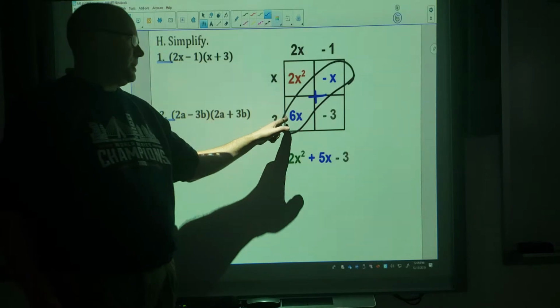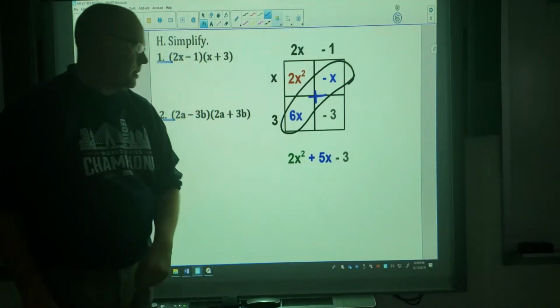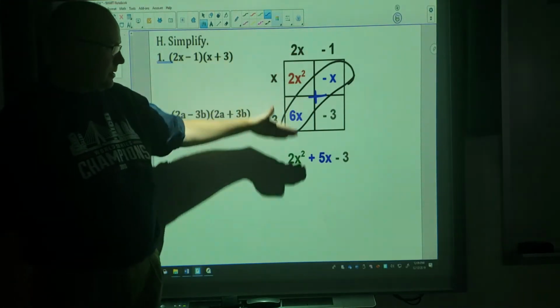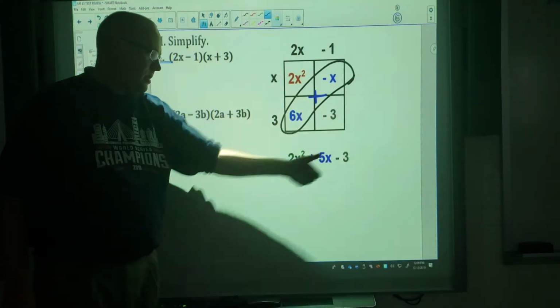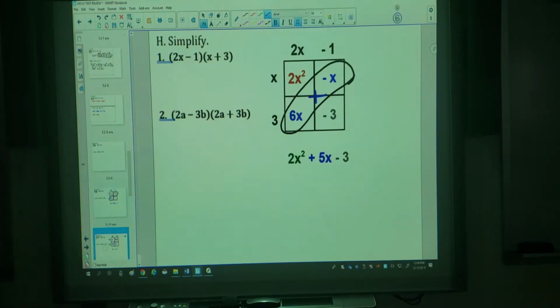So you're actually going to do 6 add negative 1, which would give you 5x. Starting at the top here, I got 2x squared. These terms added to make 5x, and then I got my negative 3 at the end.